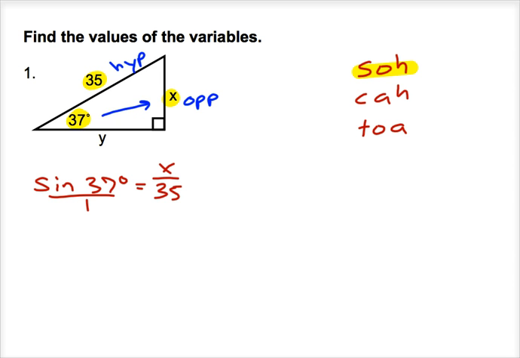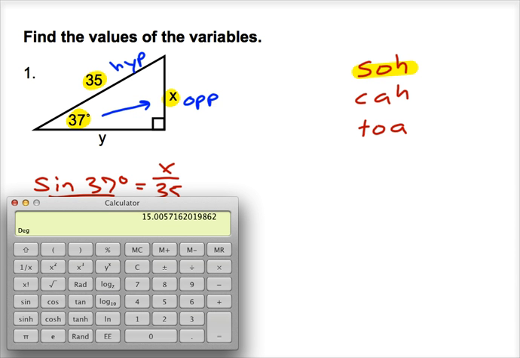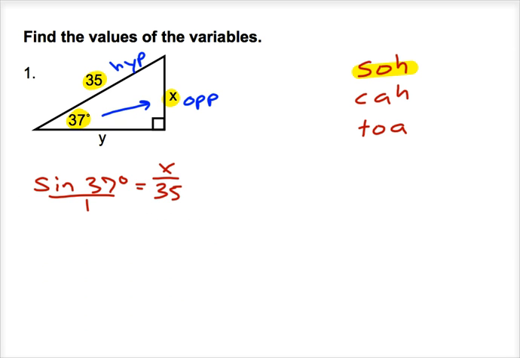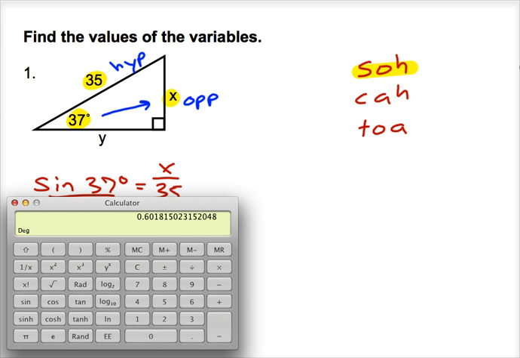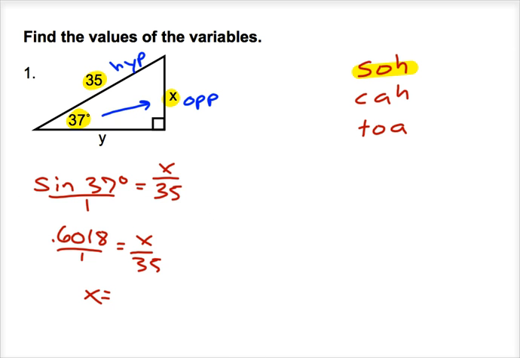Now I just need to find the decimal value for sine of 37 so I can cross multiply. Back to my calculator, I type in 37, sine, and 4 decimals again, 0.6018 equals x over 35. Cross multiply, and we're multiplying by 35, and if I round this off, I would get 21. Now, I found the value of x.